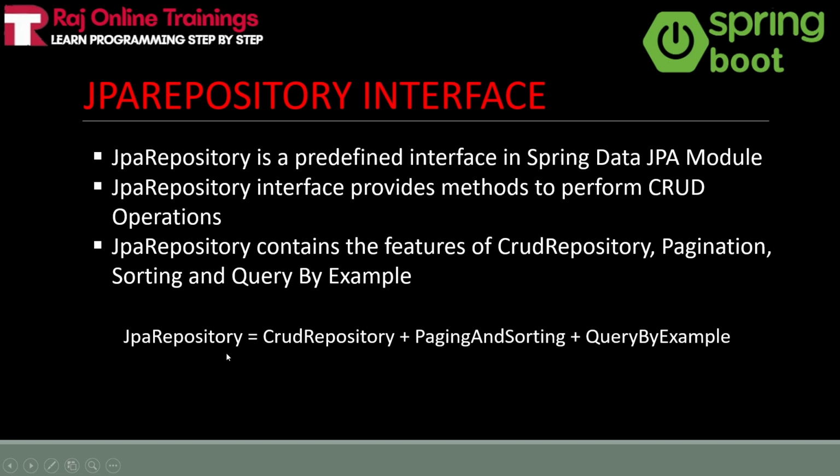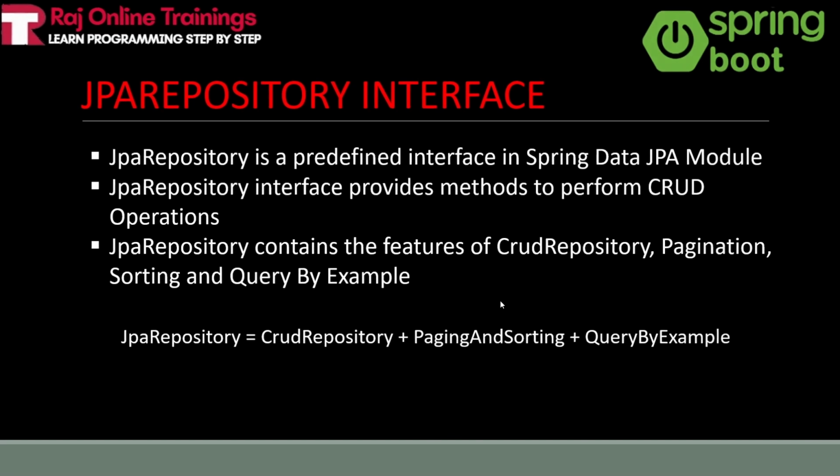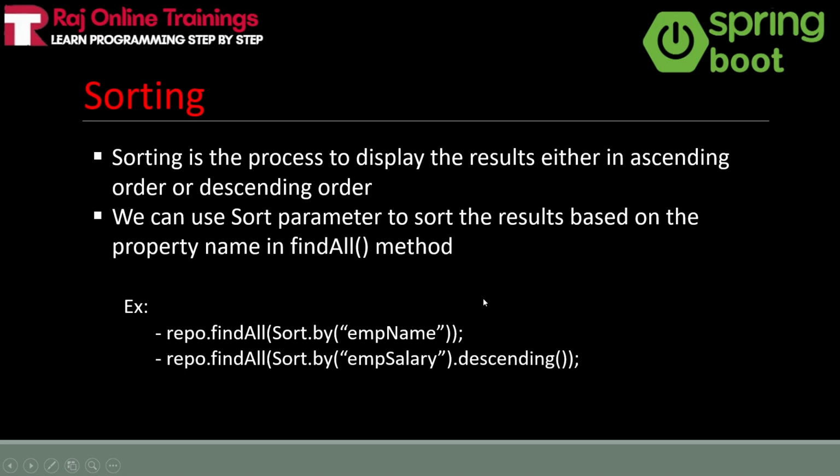So what is this JPA repository? It contains the features of CRUD repository plus paging and sorting plus query by example. So what is this sorting process? Sorting is the process to display the results either in ascending order or descending order.